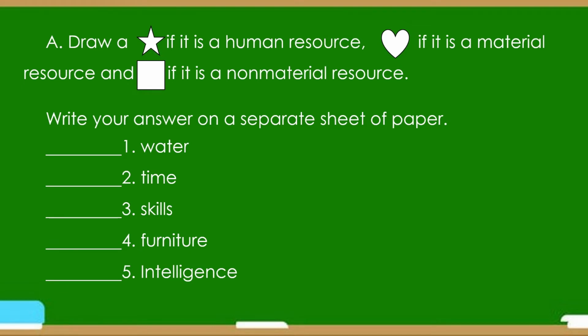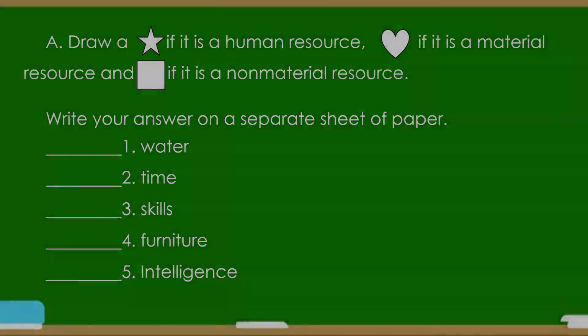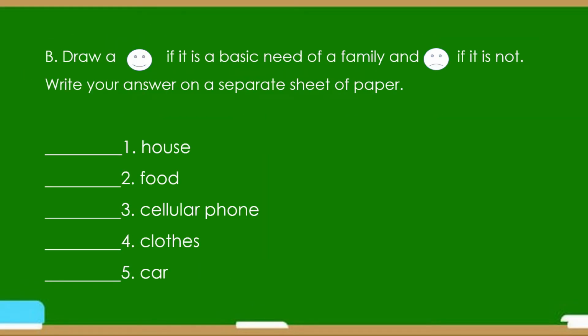Number 1, water. Number 2, time. Number 3, skills. Number 4, furniture. Number 5, intelligence. For letter B, draw a happy face if it is a basic need of a family and sad face if it is not. Number 1, house. Number 2, food. Number 3, cellular phone. Number 4, clothes. Number 5, car. You may start now.